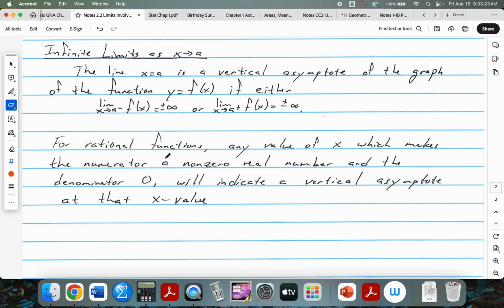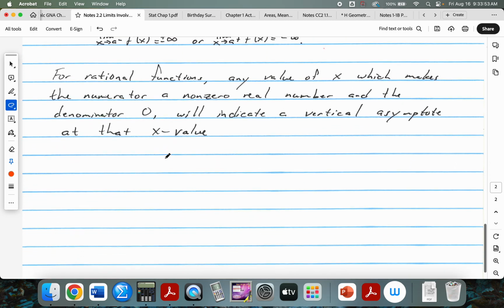So for rational functions, which you did a good bit of in Algebra 2, and did you do some of those in pre-cal again? Yeah, a little bit. For rational functions, any value of x which makes the numerator a non-zero real number and the denominator 0 will indicate a vertical asymptote. Right? When you had something that wasn't 0 over 0, you knew you had a vertical asymptote there. That sound familiar at least?